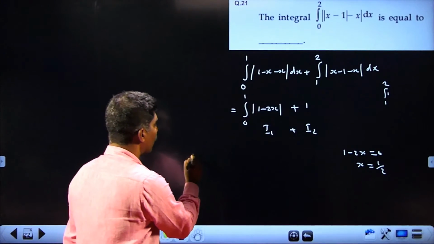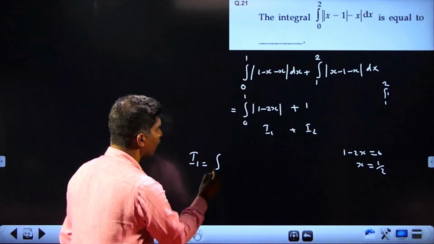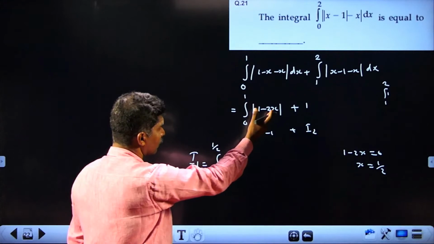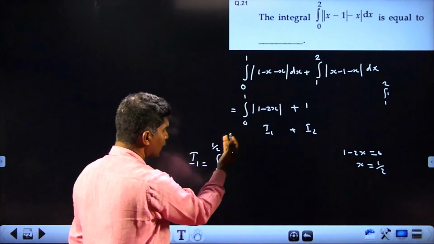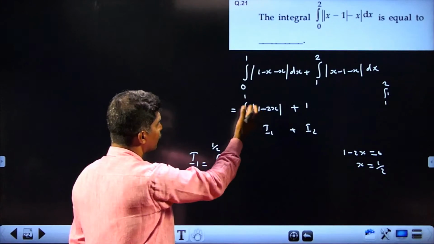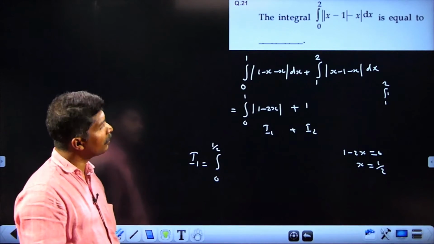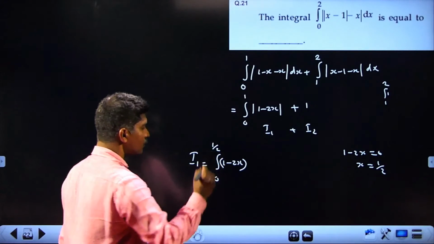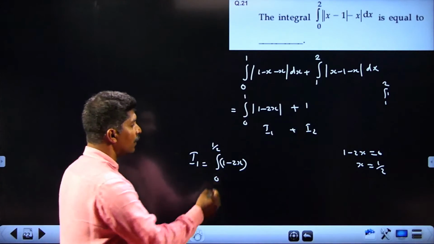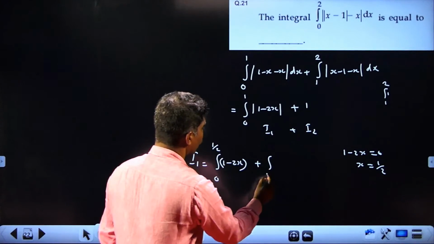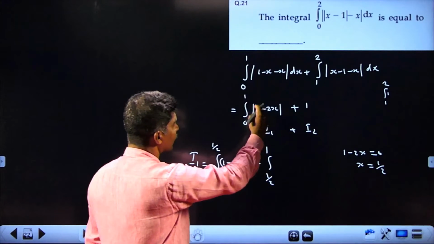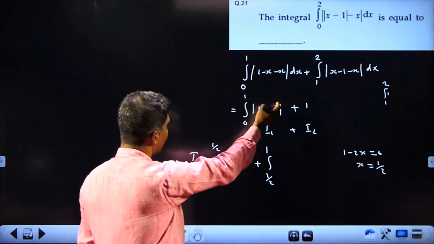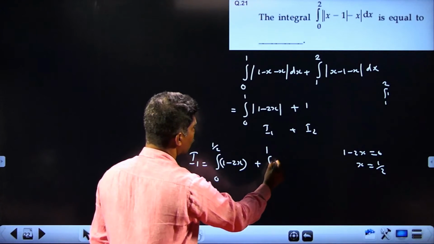So this is equal to, I am going to write I1 separately, integral 0 to 1 by 2, 1 minus mod of 1 minus 2x. Left of 1 by 2, we can see this will be 1 minus 2x itself, positive, dx, plus integral 1 by 2 to 1. It is greater than 1 by 2, so negative will be there, so 2x minus 1.